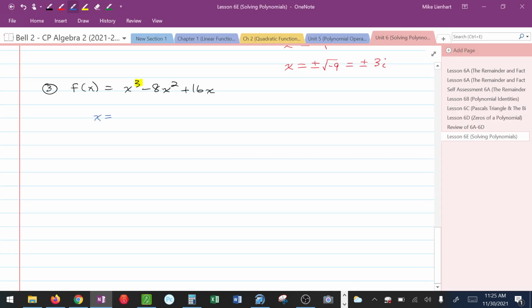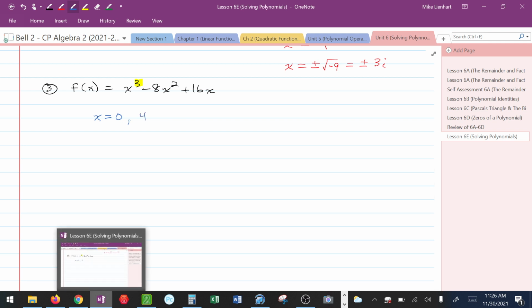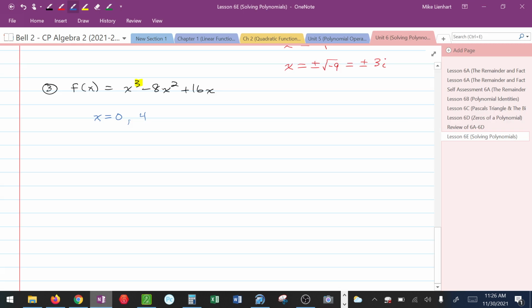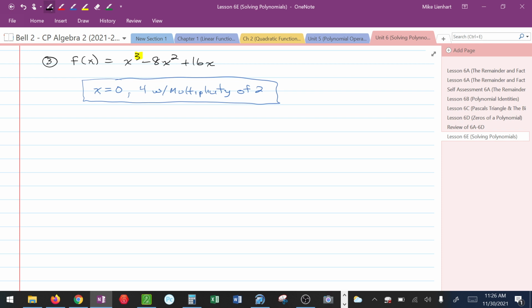I know that x is equal to 0. I know that x is equal to 4. I think it was 4, wasn't it? Yeah. But that 4 has multiplicity of 2. So I have 0, 4, and 4. There's my 3 answers. All right. That one was another one where the graph told me everything, but I had to know how to interpret the graph. Let's take a look at this one.